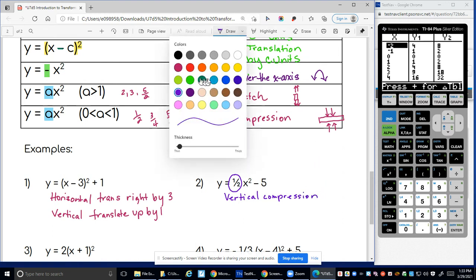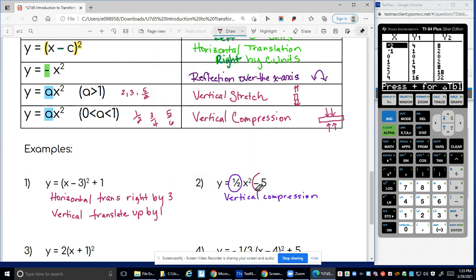Okay, my other transformation that's happening here is -5, right? It's either up or down because it's not in the parentheses. And 5 is definitely down. So this is what we call a vertical translate. Down by 5.